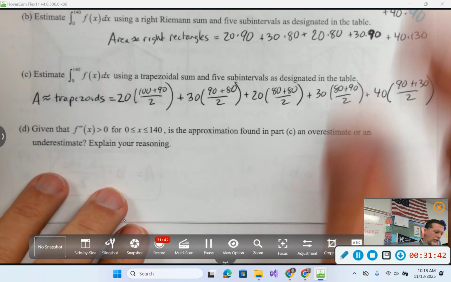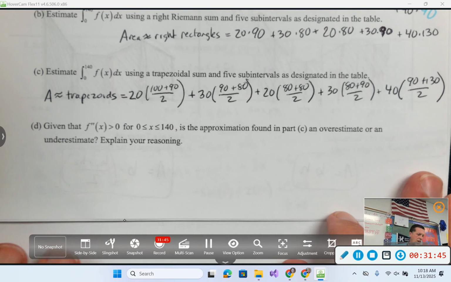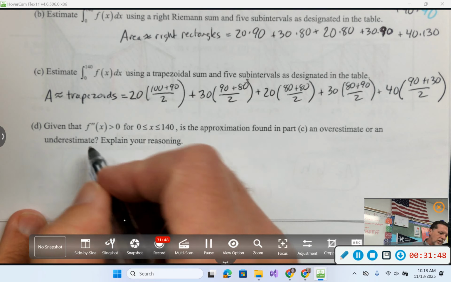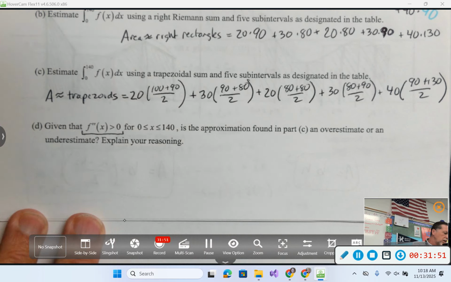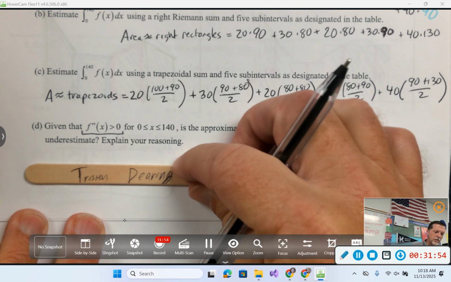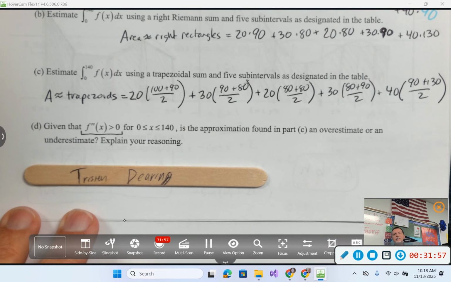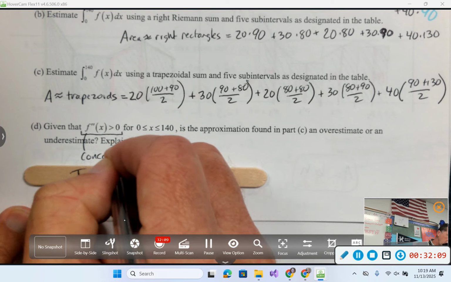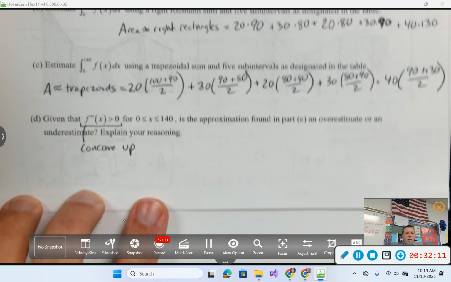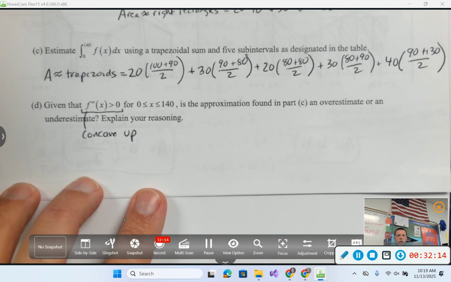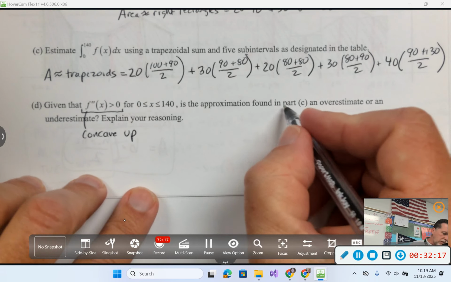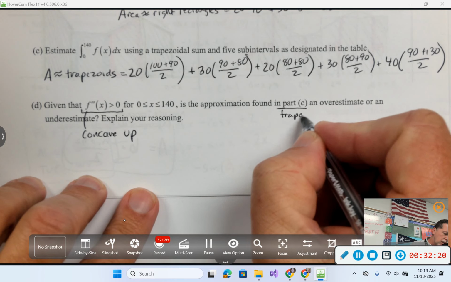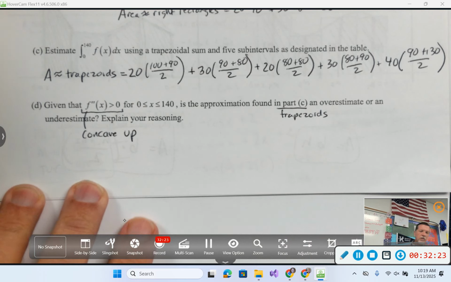Okay, now we're going to get to some calculus here, rather than geometry. Given that the second derivative is greater than 0, Tristan, what does that mean? What's the second derivative tell us about the graph? It's concave up. Good. So this means that we are concave up for the whole graph, or at least 0 to 140. Is the approximation in part C, so that's the trapezoids, an overestimate or an underestimate?